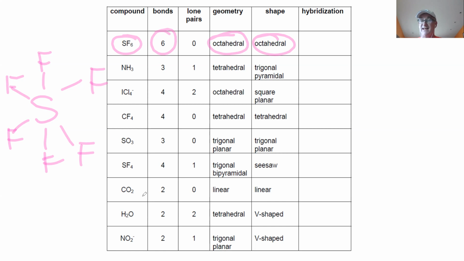So sulfur is going to need 6 bonding electrons to make those 6 bonds. So it needs 1, 2, 3, 4, 5, 6 orbitals, all with 1 electron each in them. How's it going to do that? So each one of these electrons gets shared with a fluorine to make the 6 bonds. What hybridization is that?